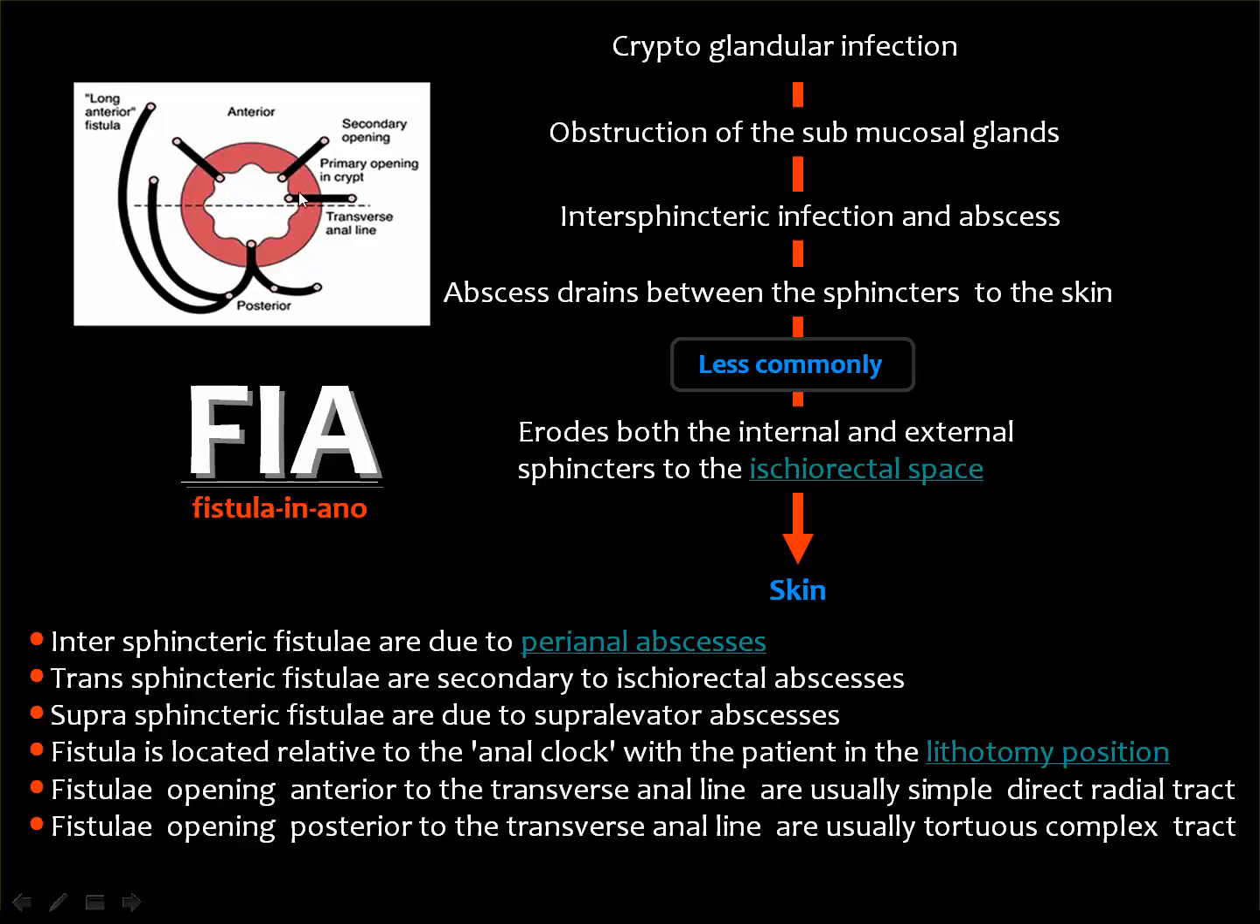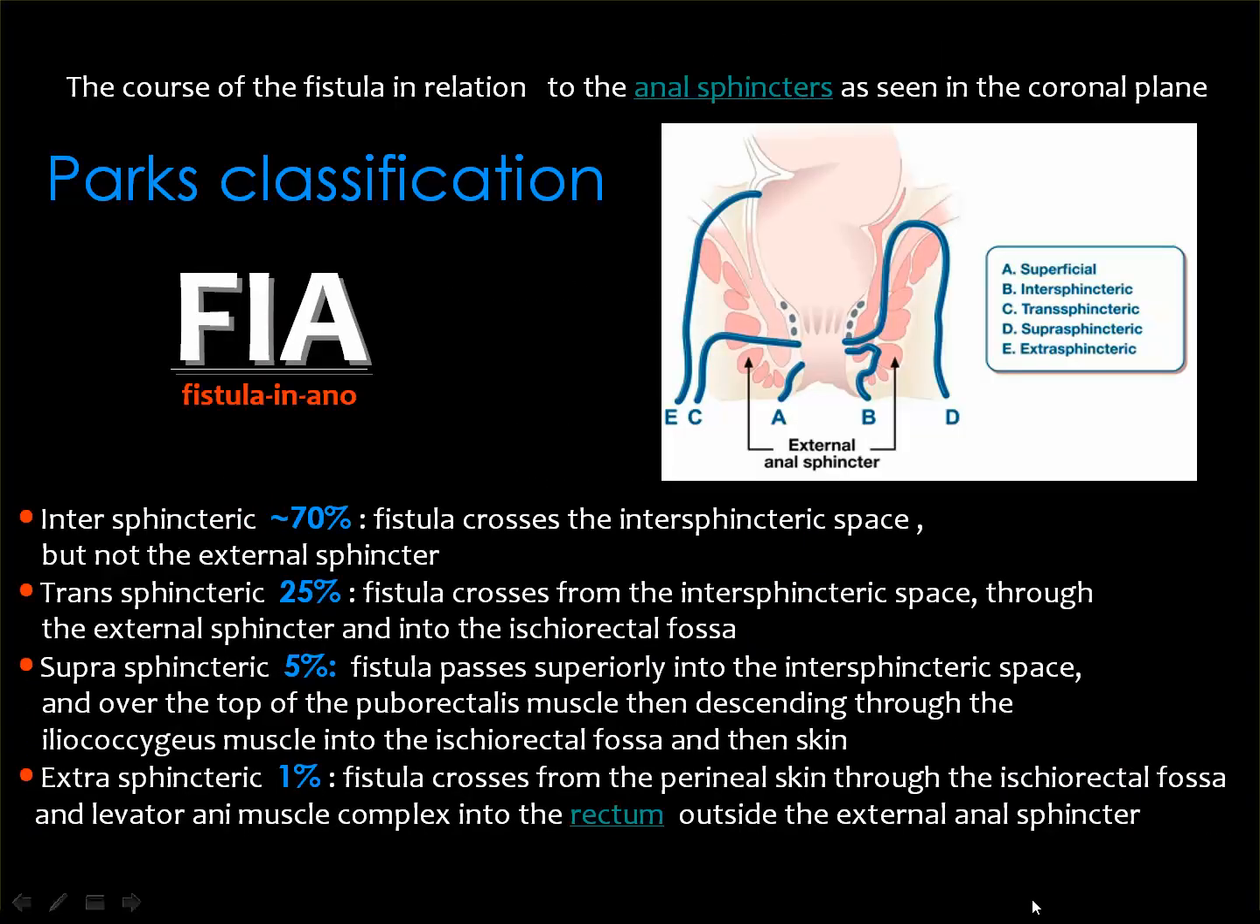They are single track with no side branches and so on. But if the fistula occurred posterior to this line, then you expect that they are branching and going into different directions. Fistulae opening posterior to the transverse anal line are usually tortuous and complex.